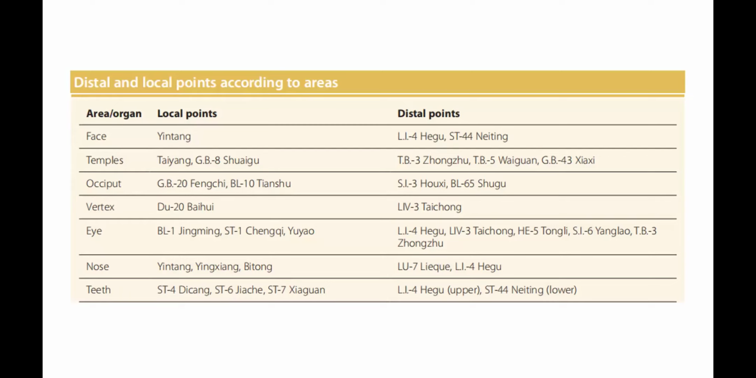Eye area, Bladder 1 and Stomach 1 would be the local points. Distal points would be LI4, Liver 3, Heart 5, SI6, TB3. Nose, we have Yintang, Yingxiang, Bitong as local points, then Lung 7 and LI4 as distal points. For the teeth, Stomach 4, Stomach 6, Stomach 7; distal points would be LI4, Stomach 44.